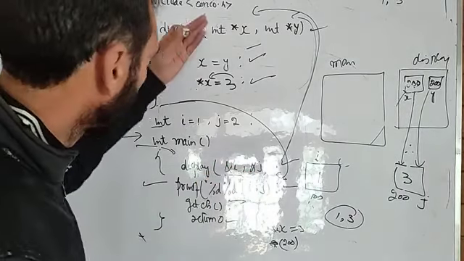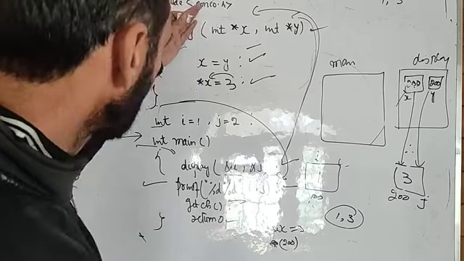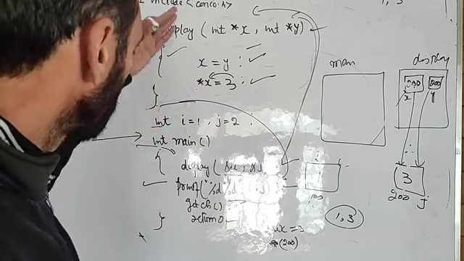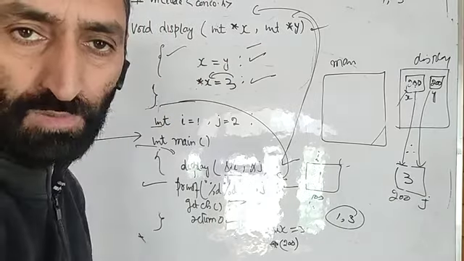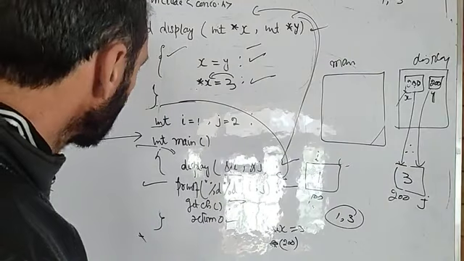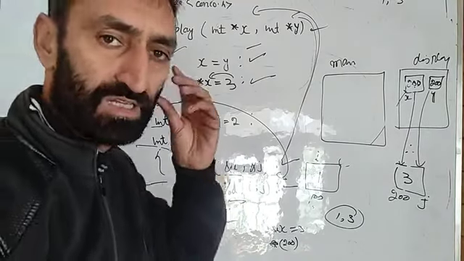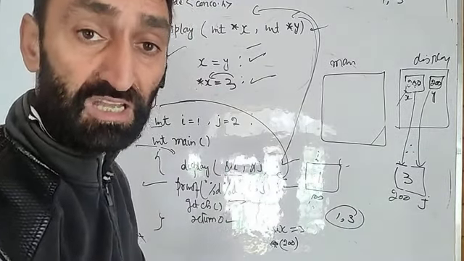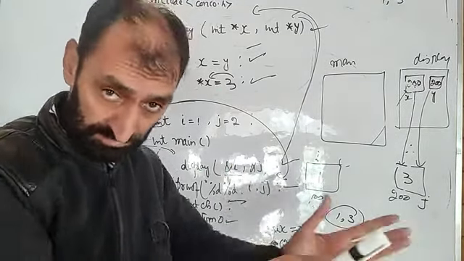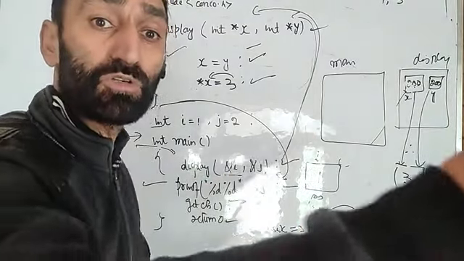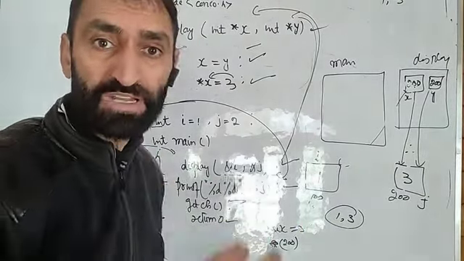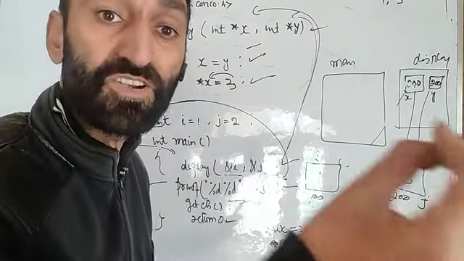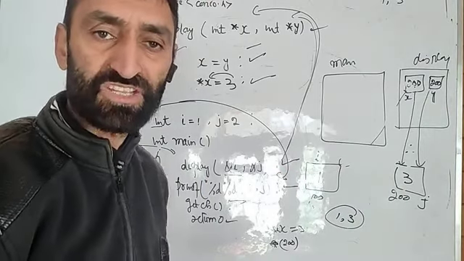So I hope now you have understood how to execute the functions and how to find the output of such types of problems. In the next video we will discuss one more concept regarding functions. Till now we have discussed pointer to integer, character pointer, and float pointer, and in the next video we will discuss pointer to function.